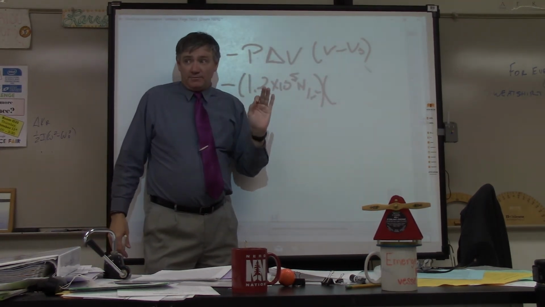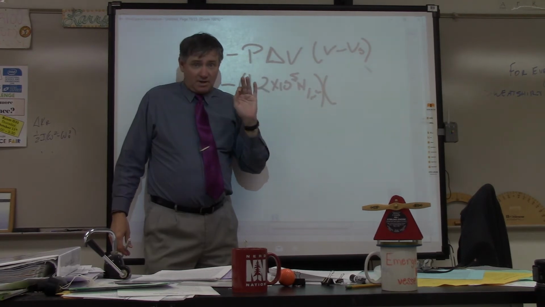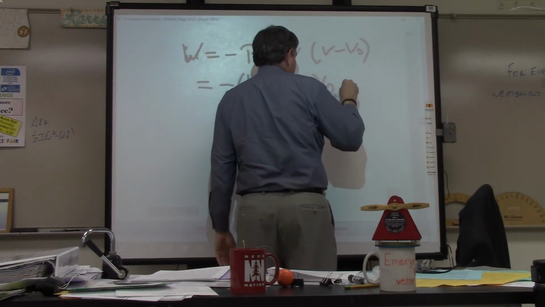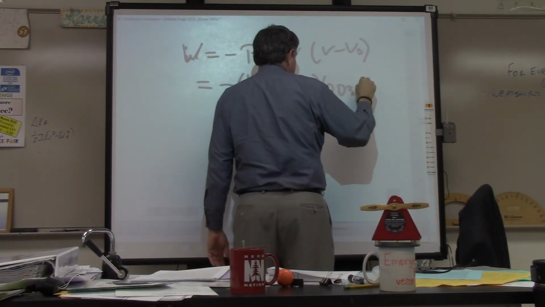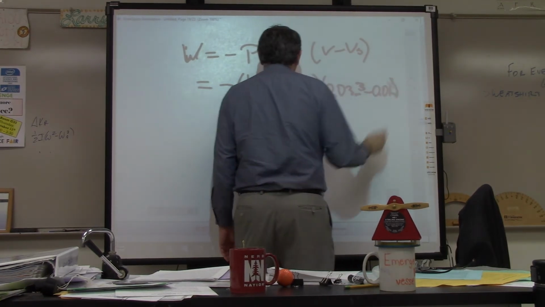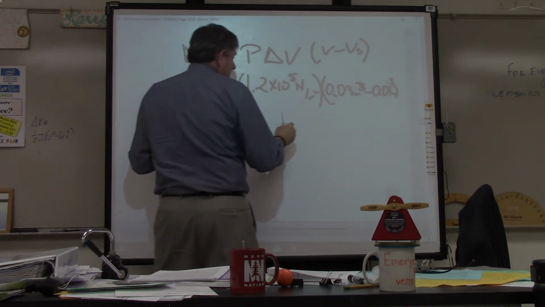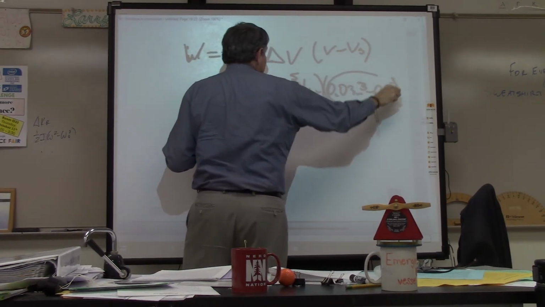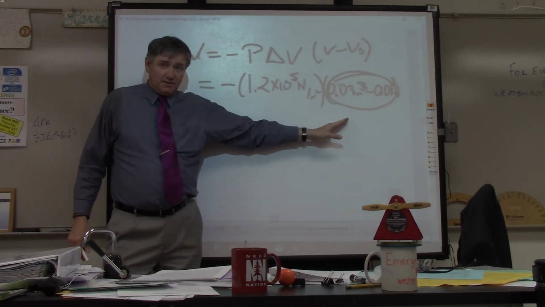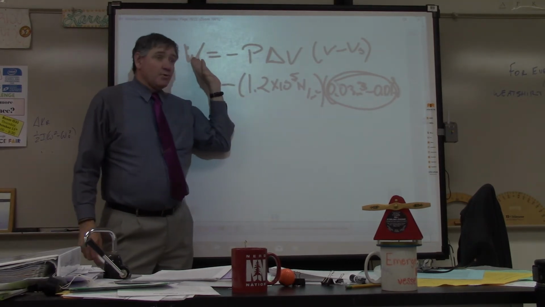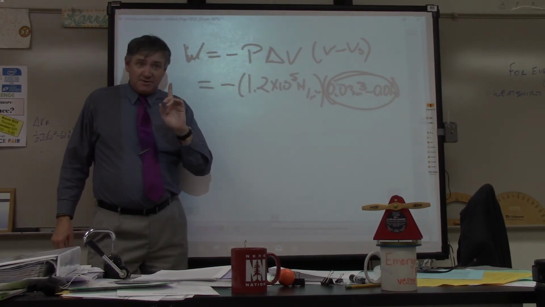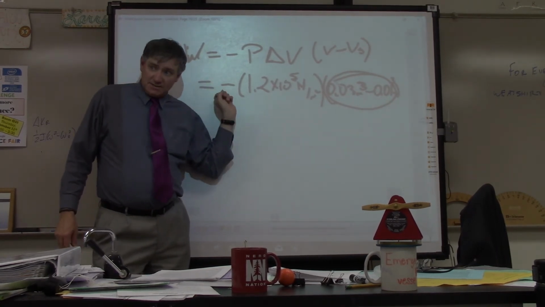So what's my final volume? Final volume was 0.03 cubic meters, and then that's going to be minus 0.01 cubic meters. So, if I do the math, here's what's going to be important. As the volume gets bigger, what's the sign of delta V? Positive. So that means my work, though, is going to have a negative sign. So this is going to be huge. The work's going to be a negative sign.